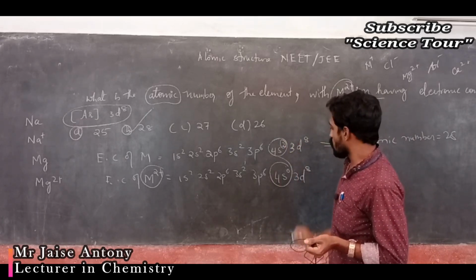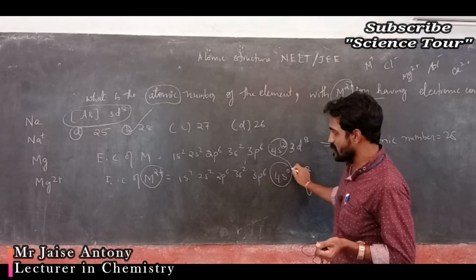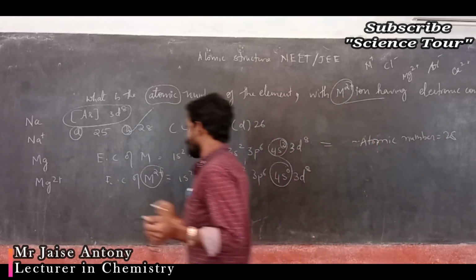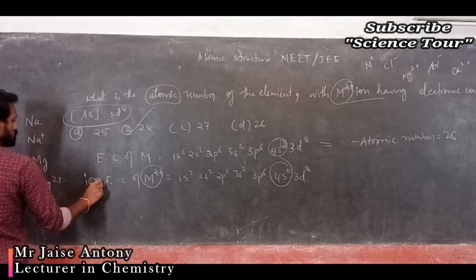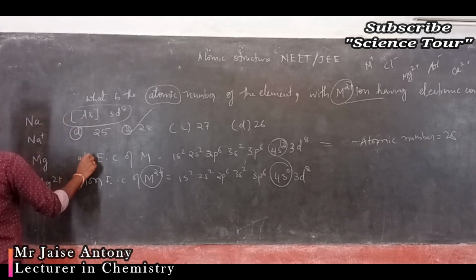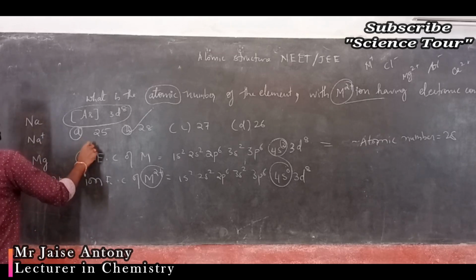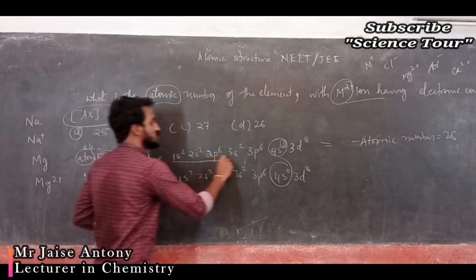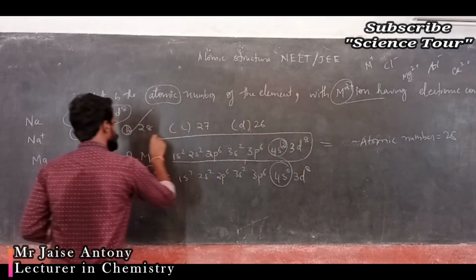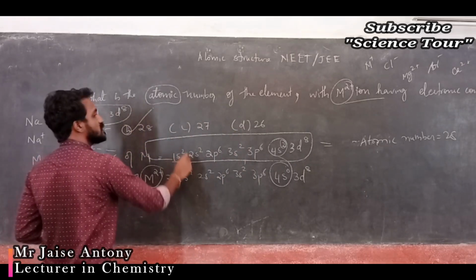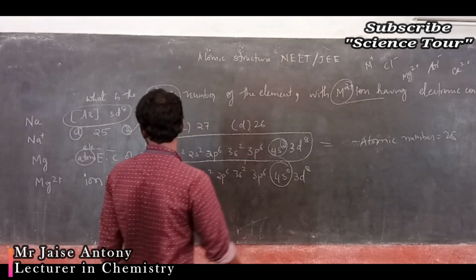Understood? So the ion electronic configuration is this one, but the normal element or atom's electronic configuration is this one. This contains how many total electrons? They want to know: 28 electrons. So option B is correct.